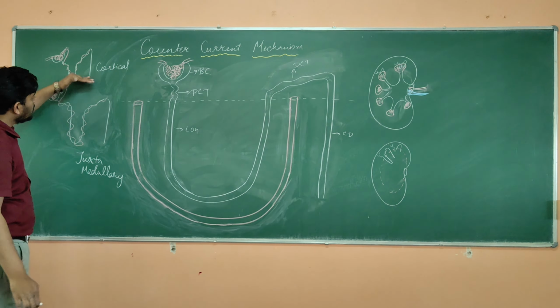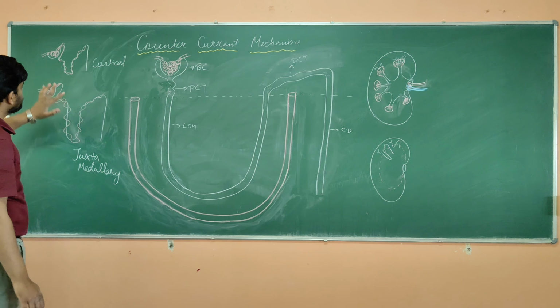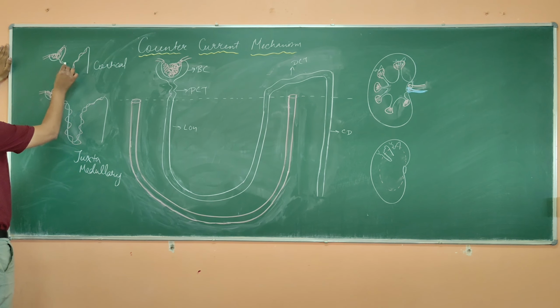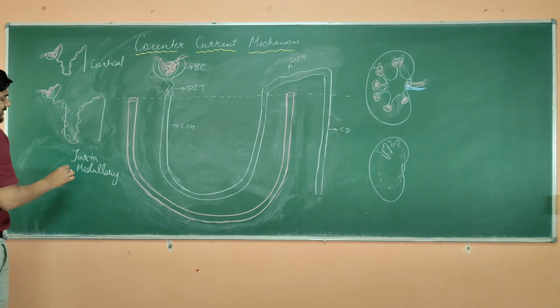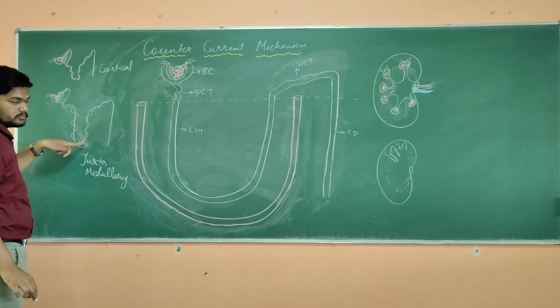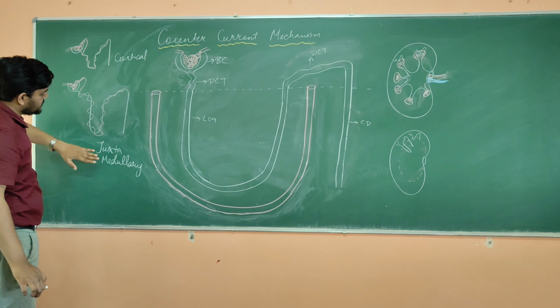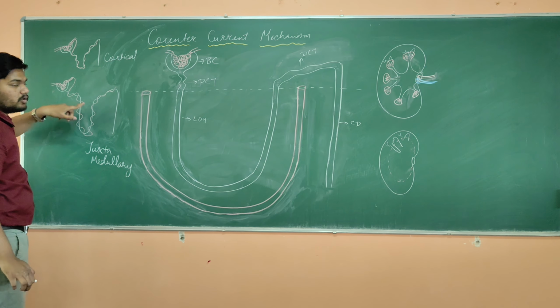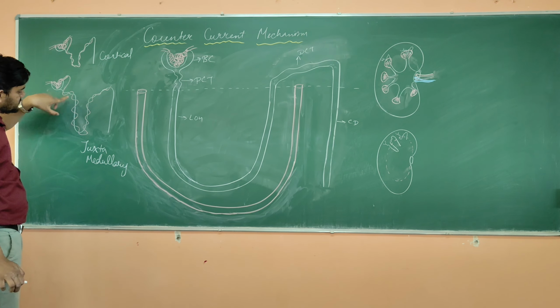Now coming back to the point, cortical and juxtamedullary. What is the major difference? There is a very simple difference. The loop of Henle of the cortical nephron is short. In contrast, the loop of Henle of the juxtamedullary nephron is long, extended, a large loop of Henle.